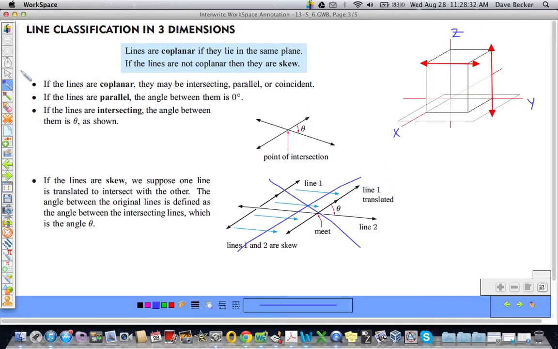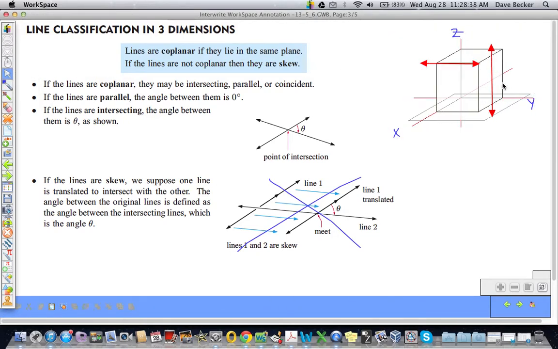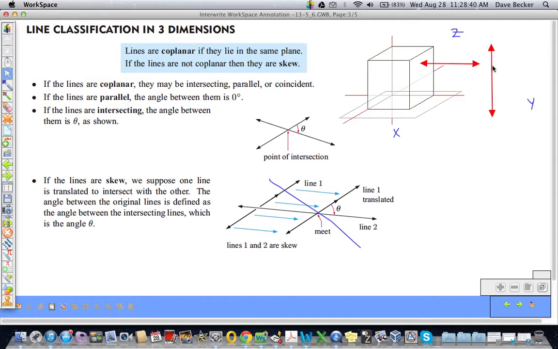But if we have two lines, okay, and hopefully I'm going to be able to grab one of these lines. Nope. Oops.